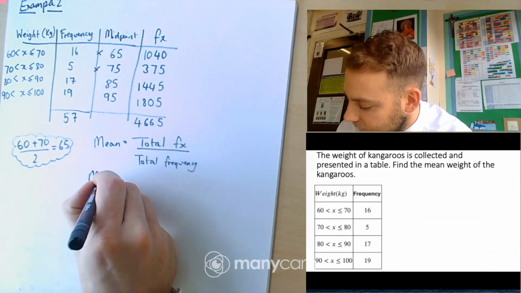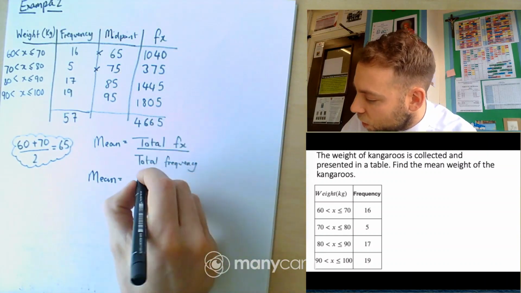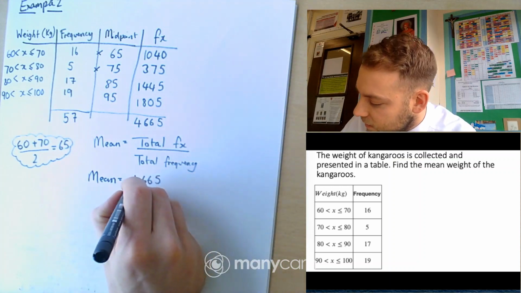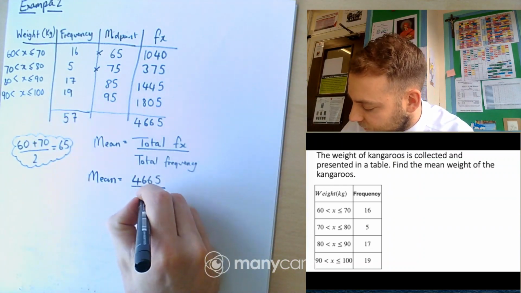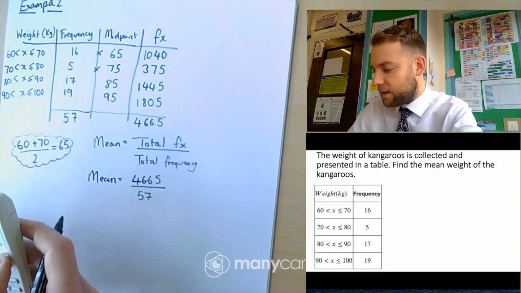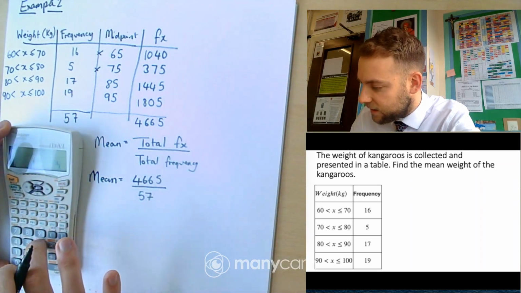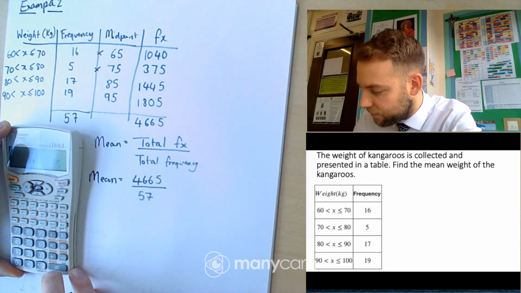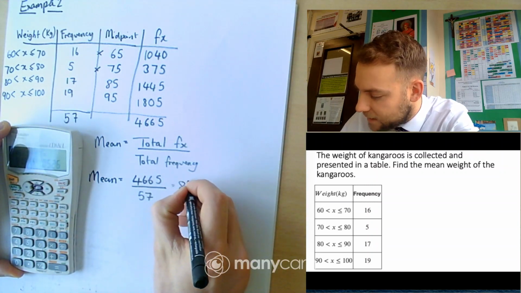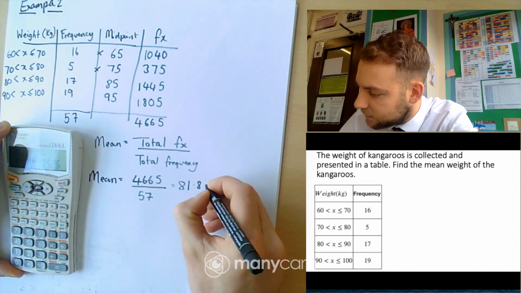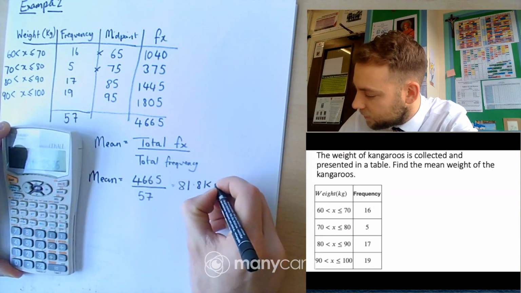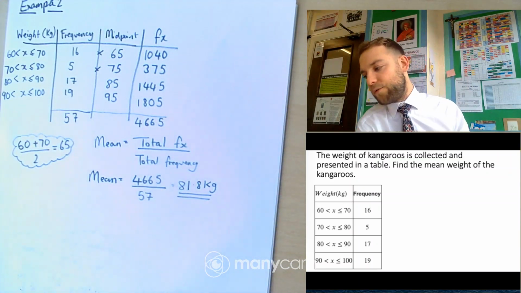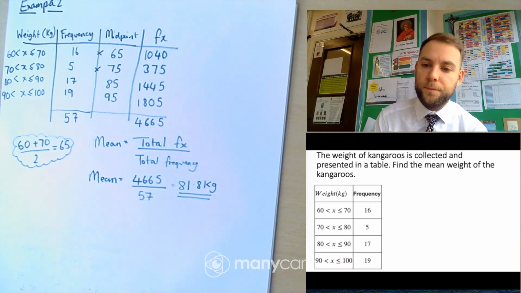So here we have mean, which is equal to your total fx, which is 4665 in this case, divided by your total frequency, which is 57. So let's do that now. 4665 divided by 57, which is equal to 81.8 kilograms. And that there is the average weight of a kangaroo.